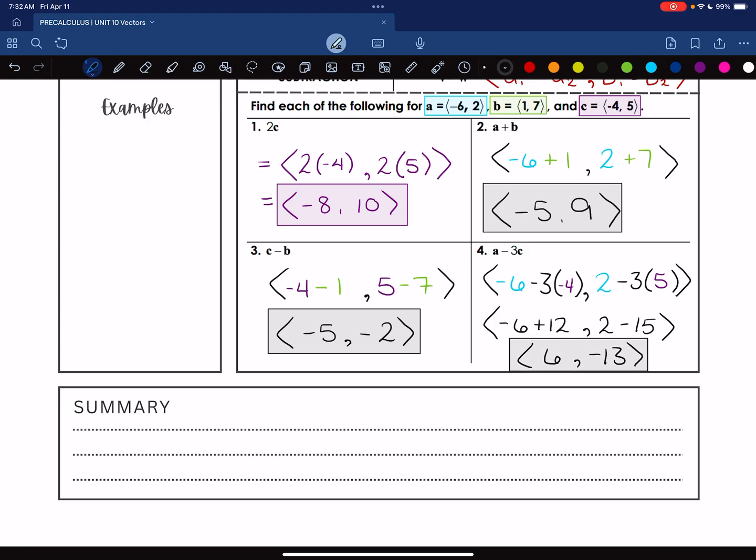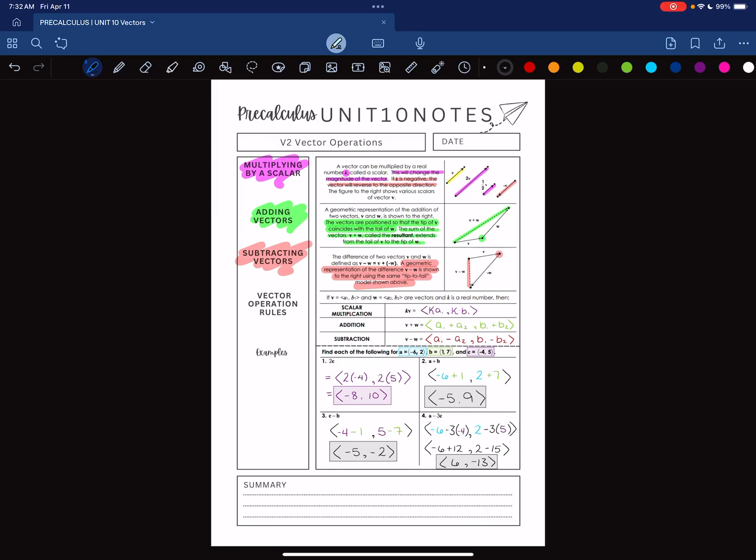So there you guys have it. That is a little intro to vector operations, multiplying by a scalar, adding and subtracting vectors.